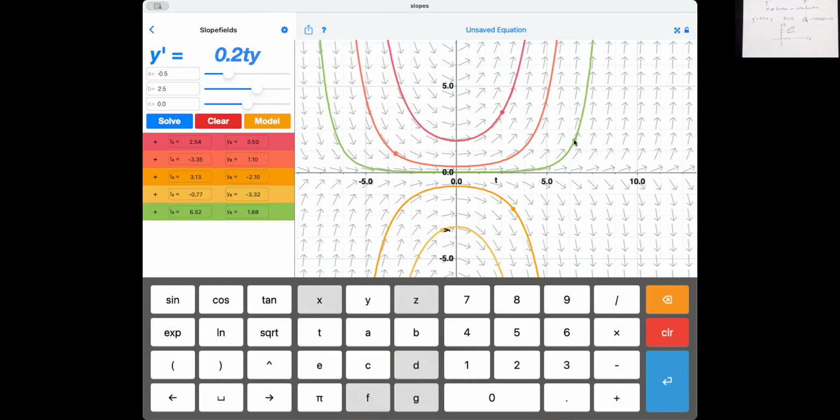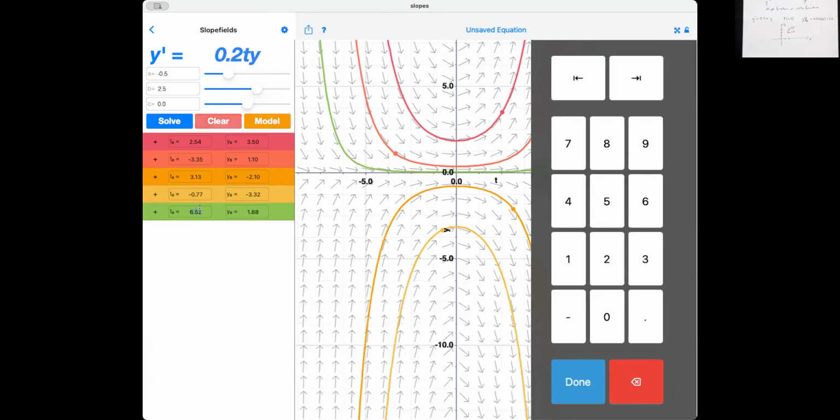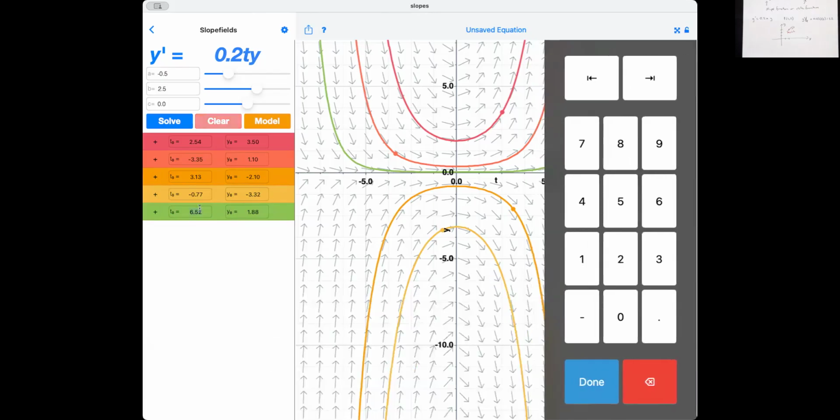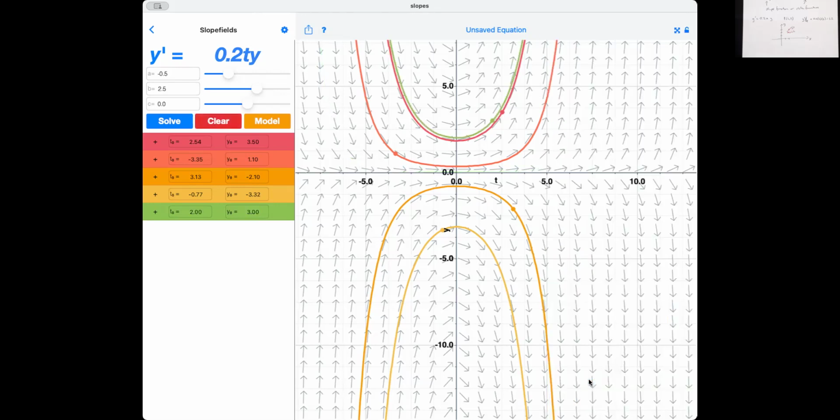And if you want to put in a particular value, you can go over to one of these and actually change the number. Let's see, I wanted this to be 2, and I wanted this to be 3. Done. And the dot is now exactly on the point 2, 3. You can pick any point you want. When you run it on here, you just touch the slope field with your finger, and it draws it.